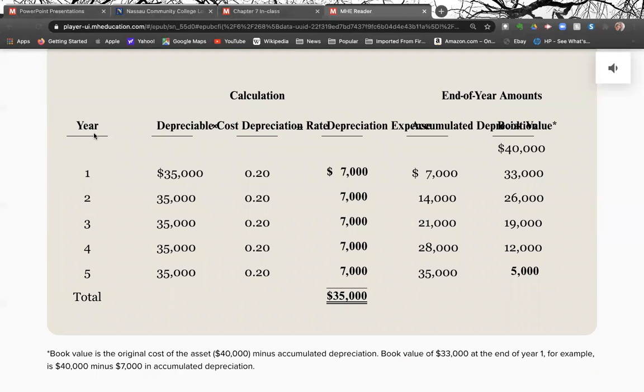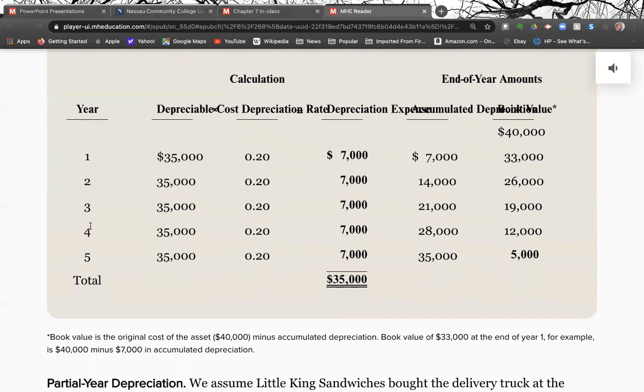We have a column for each year. We have a column for depreciable cost, right? 40,000 minus 5 is 35. We have a column for the rate, the depreciation rate.